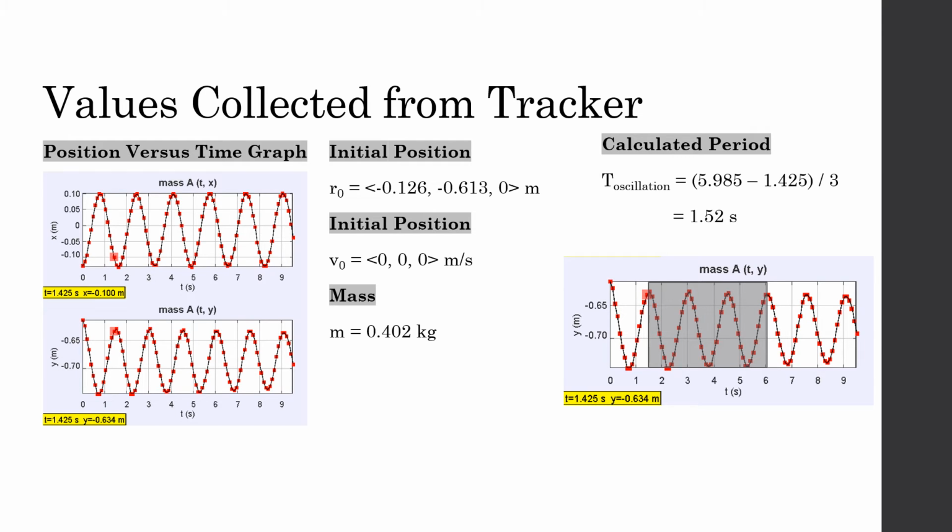This allowed us to find the initial position, which was at the coordinate -0.126, -0.613, 0 meters, and the initial velocity was 0 meters per second. Additionally, the given mass is 0.402 kilograms. From the graphs provided, the period of oscillation was found by dividing the time it took for the mass to complete 3 oscillations in the y direction by 3, resulting in a measurement of 1.52 seconds.